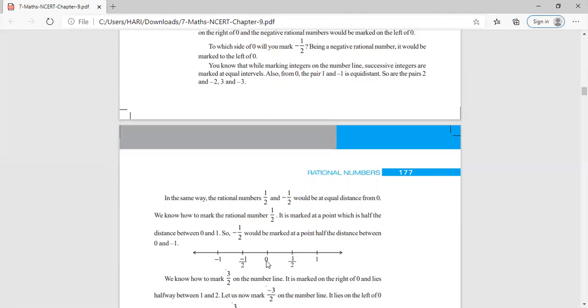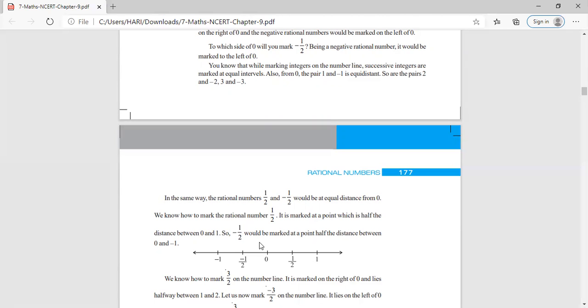First, the points should be marked at equal distances. Second thing, positive rational numbers will be marked on the right side and negative rational numbers will be marked on the left side. Now, how many parts we have to divide the distance into depends on the denominator.